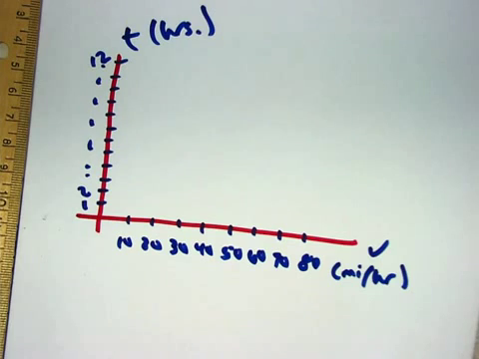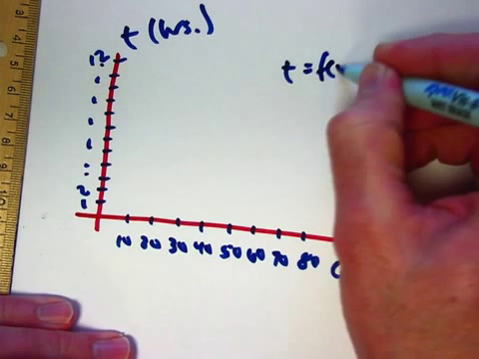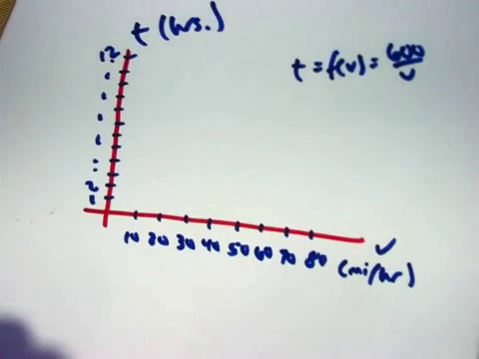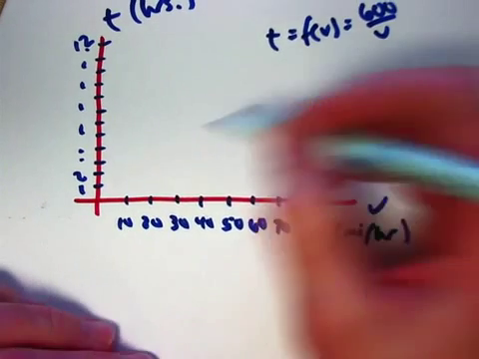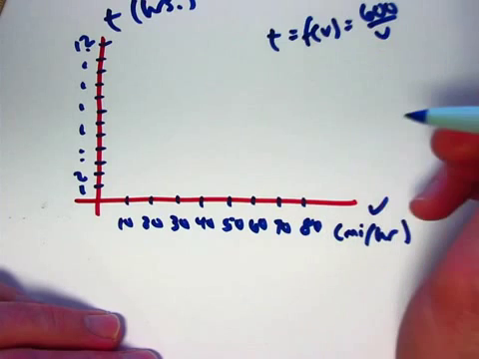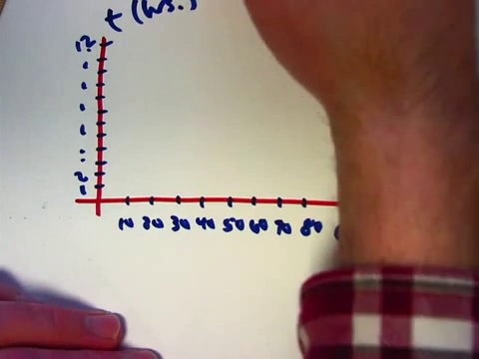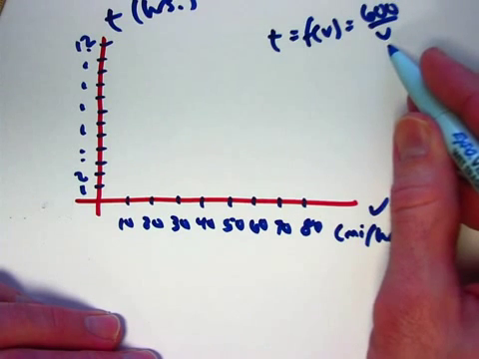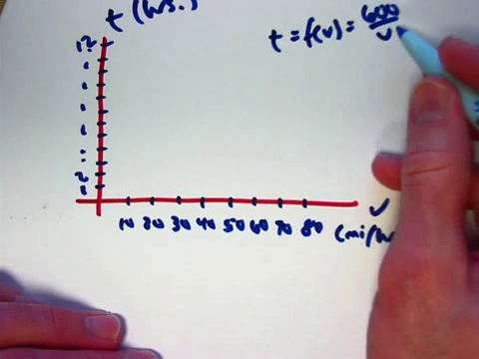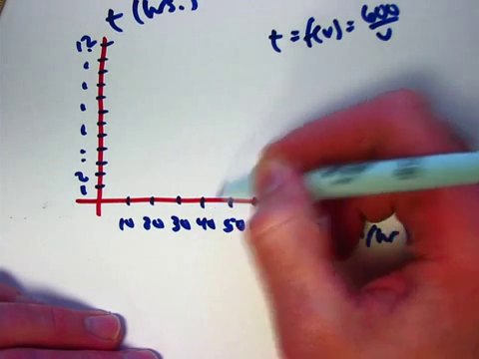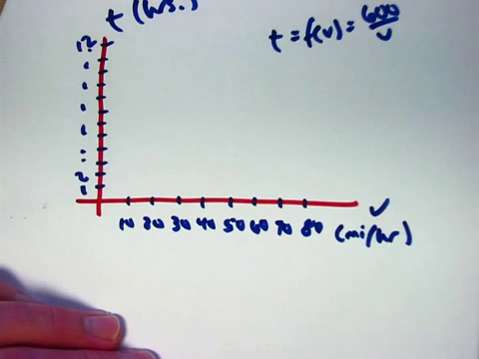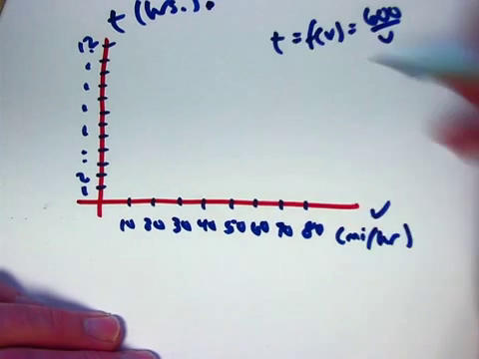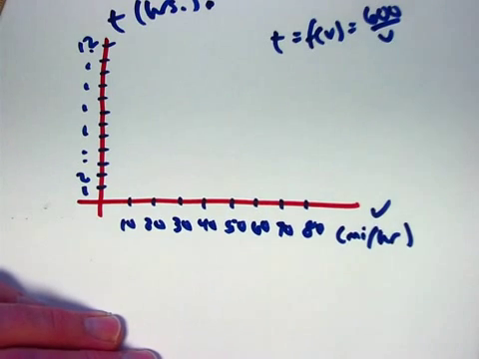The function, again, was t equals f of v equals 600 over v. You can make a table and plug in points. For example, when v equals 10, 600 divided by 10 is 60. We don't want to go at 10 miles an hour. That's way up here off the scale. V equals 20, 600 divided by 20 is 30. That's also off the scale. 600 divided by 30 is 20. You're getting close. 600 divided by 40 is 15. It'll be up here somewhere. 600 divided by 50, that would be 12.